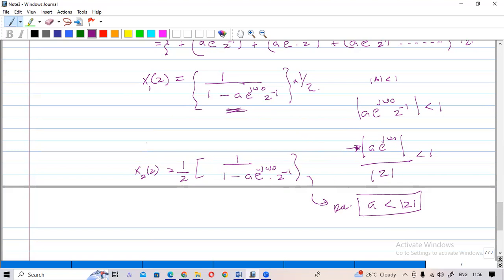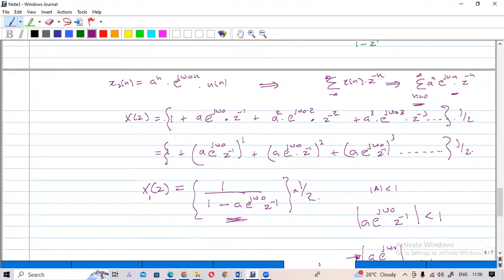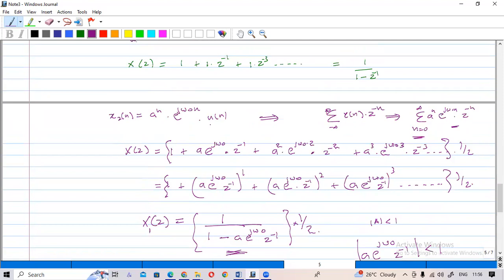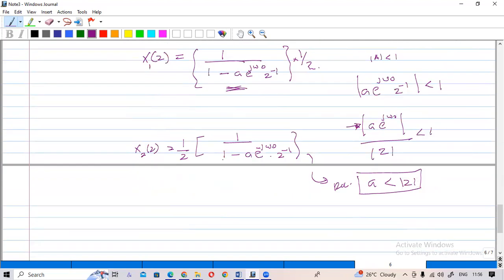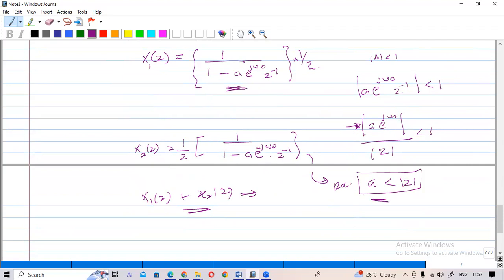So according to the linearity property, if we have separately found the Z transform of this term and this term, we can add them together without problem. So the total Z transform will be the addition of x1(z) plus x2(z). That is how we can find the ROC. This ROC will be this one in both cases.